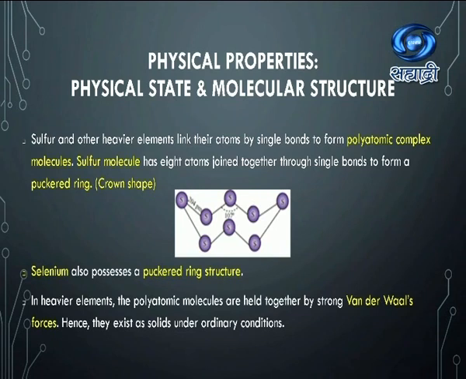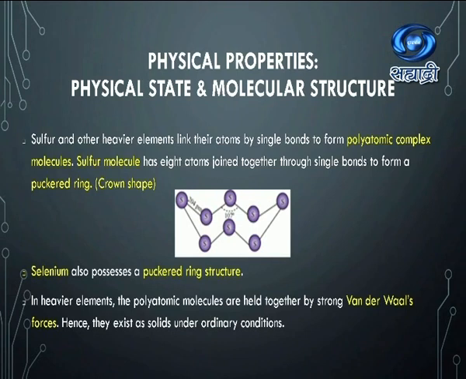Now, sulfur and other heavier elements link their atoms by single bonds to form polyatomic complex molecules. So this is quite interesting, that sulfur and selenium exhibit this property. The sulfur molecule has 8 atoms joined together through single bonds to form a puckered ring. This is the puckered ring structure of sulfur, where you will find that there are 8 sulfur atoms and each sulfur atom is covalently bonded with 2 other sulfur atoms, and thereby it forms a puckered ring which is also called a crown shape. Selenium also exists in this particular puckered ring structure. So sulfur and selenium exist as S8 molecule or Se8 molecule.